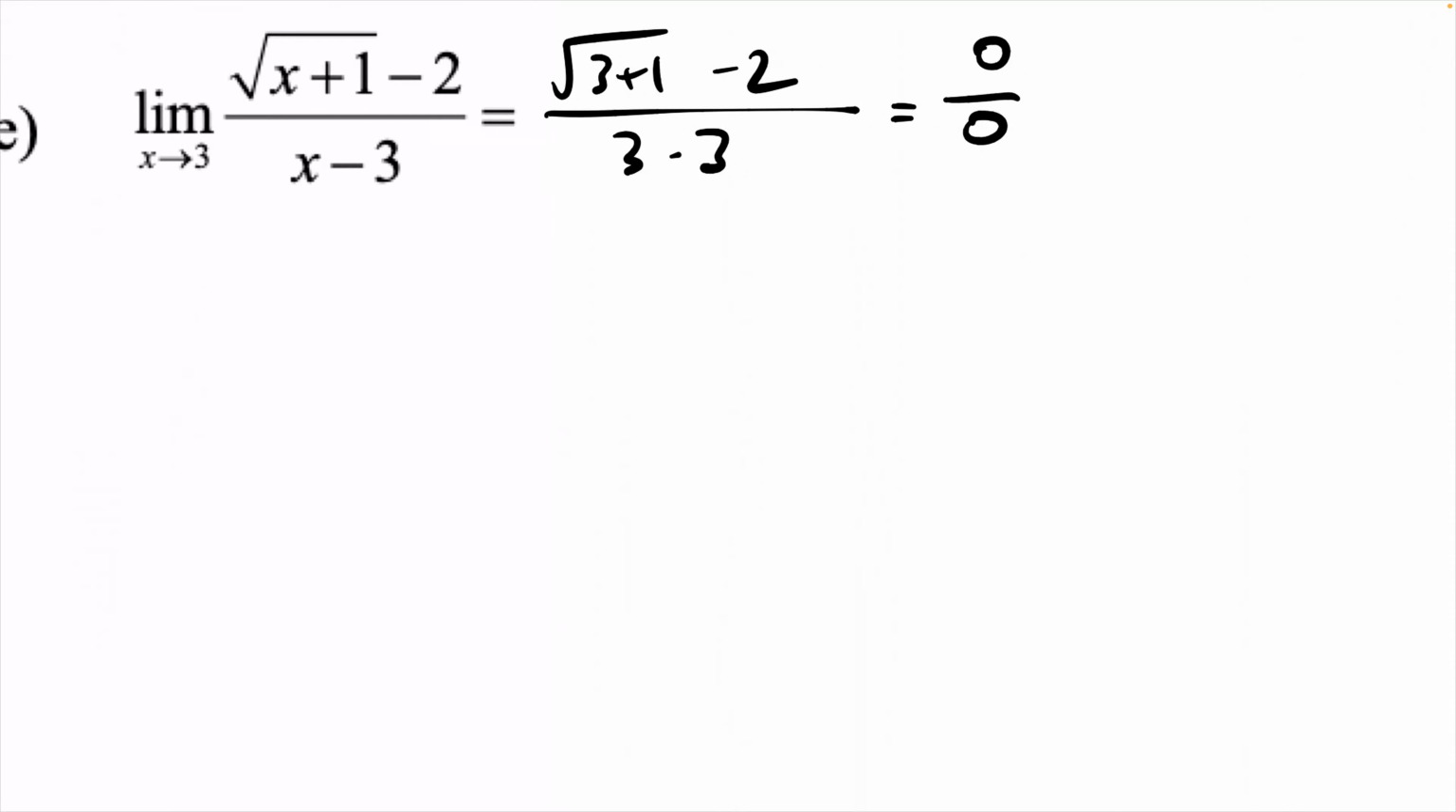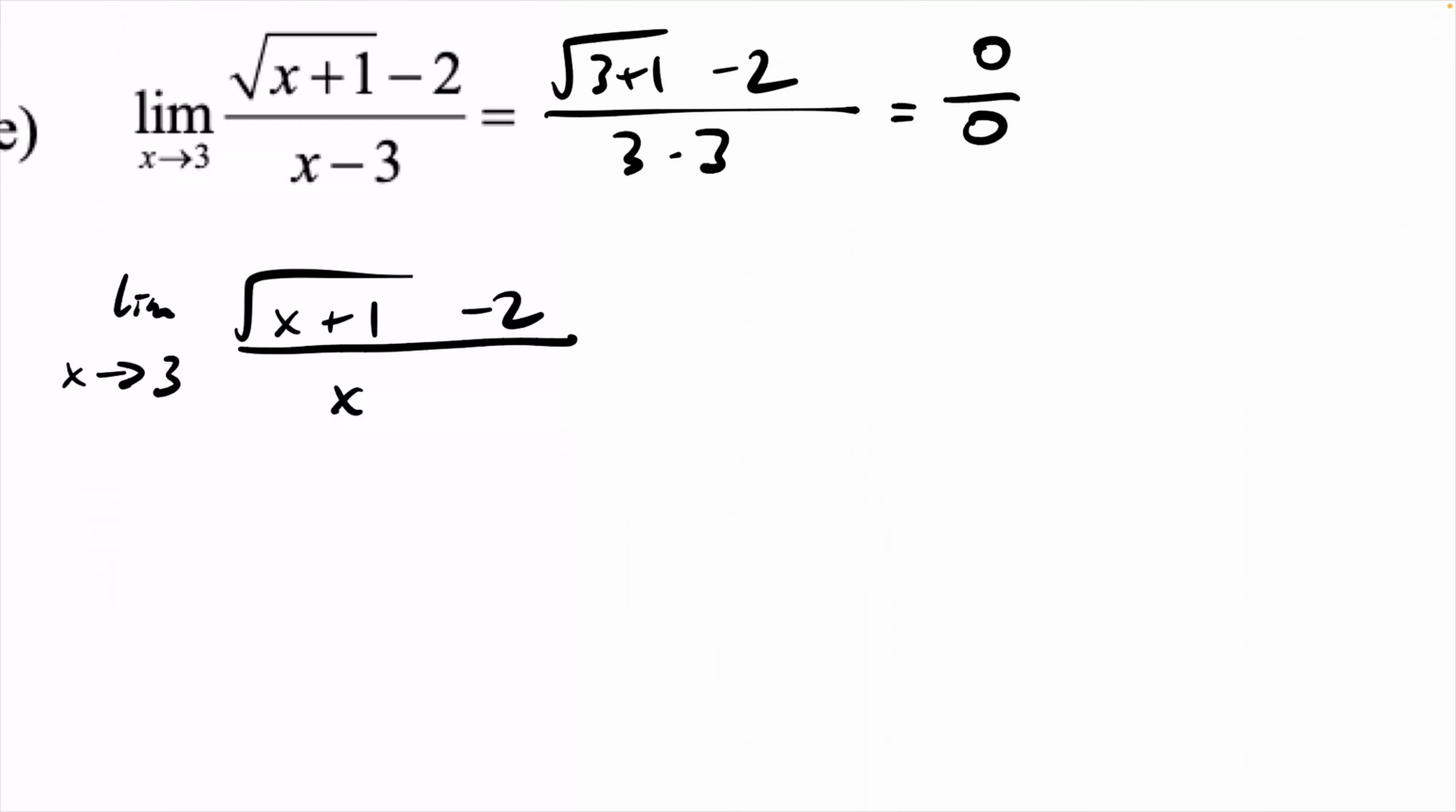So let me rewrite the problem. Limit as x approaches 3 of square root of x plus 1, minus 2 on the outside, and then x minus 3. We already tried plugging it in, and we got 0 over 0. So we know we need to continue. When you have roots like this, multiply by the conjugate is going to be your way to go. So what do I mean by multiply by the conjugate?